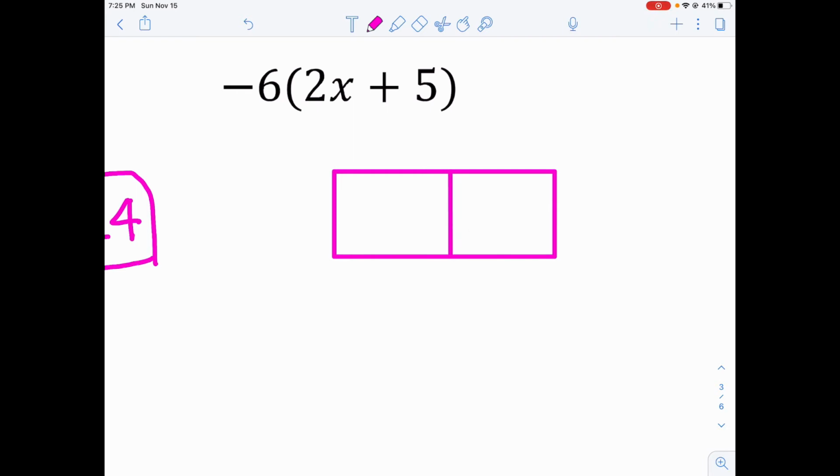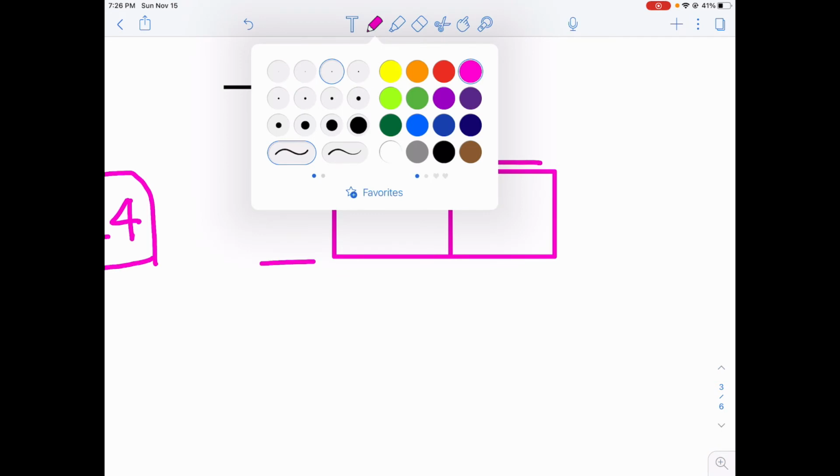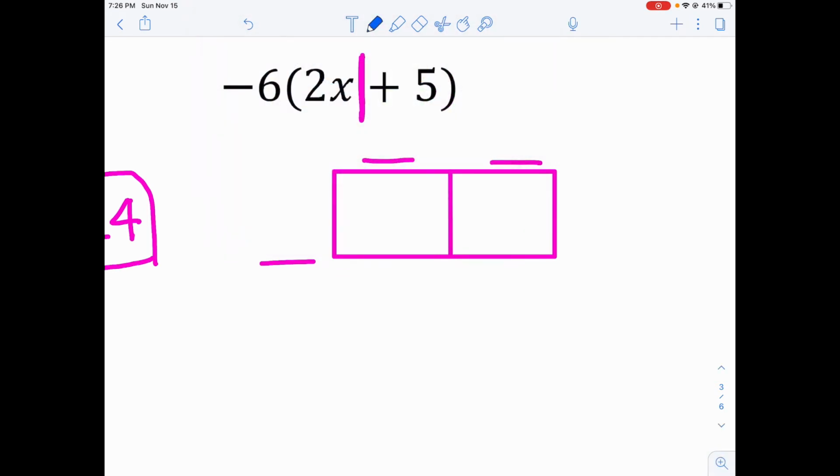And remember, I need a term in front, a term above, and a term above. So I'm splitting up what's in the parentheses like that. Now, -6 is in front of the parentheses, so -6 goes in front of the boxes. 2X is my first term, so 2X goes above the first box. Plus 5 goes above the second box as a positive 5.